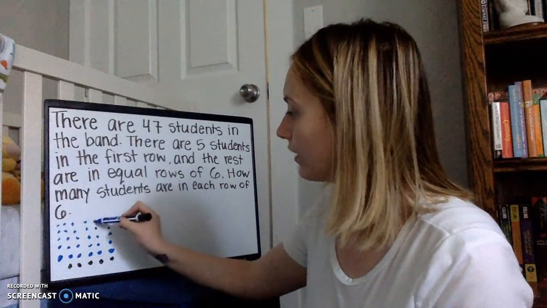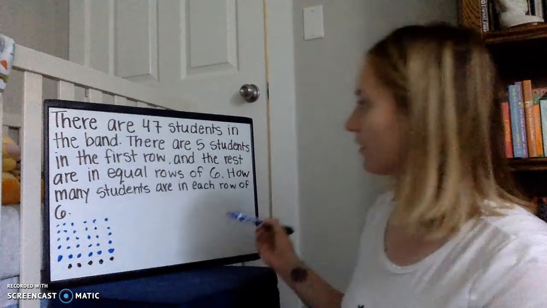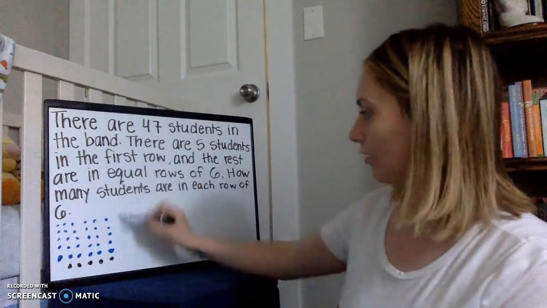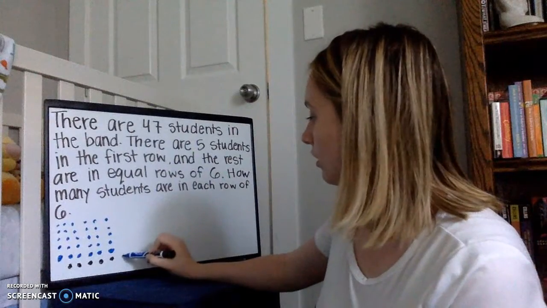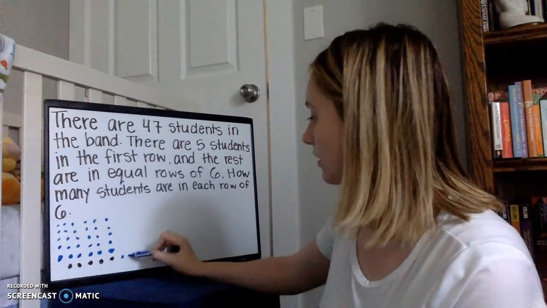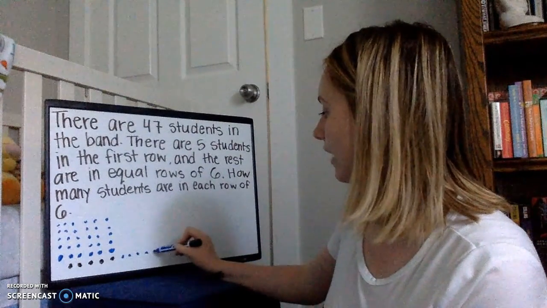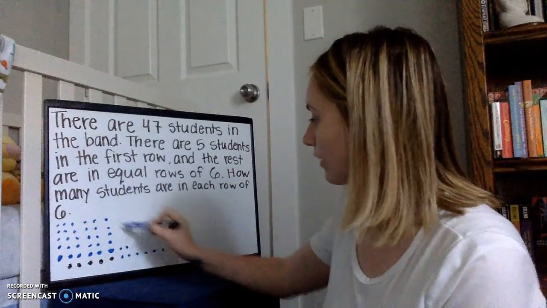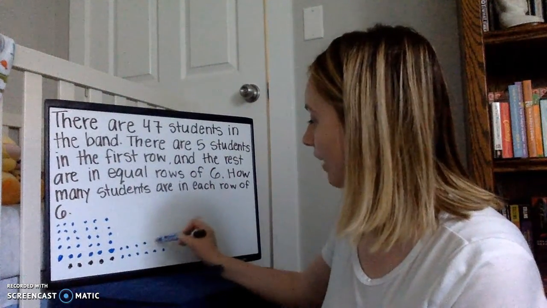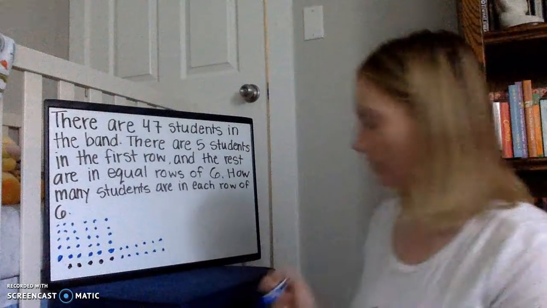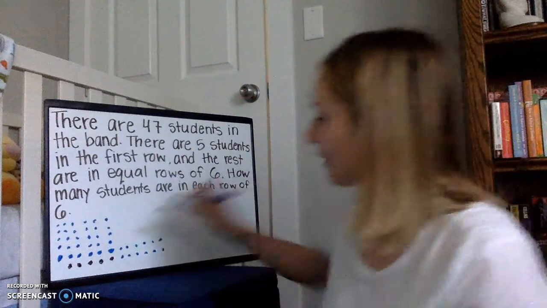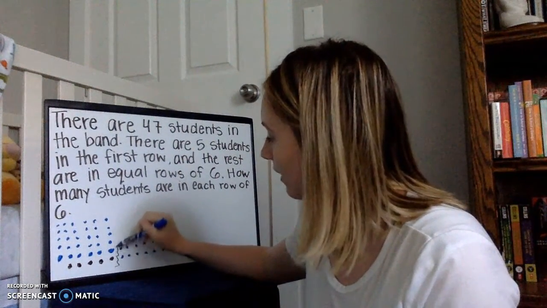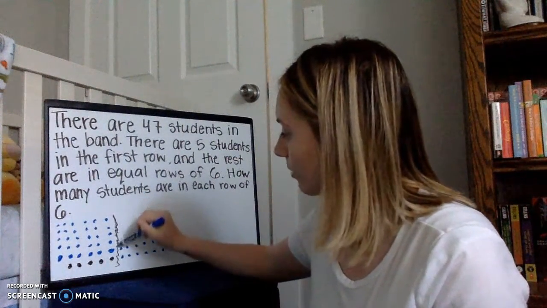32, 33, 34, 35. Okay, I'm going to make a row of 6 over here. 36, 37, 38, 39, 40, 41, 42, 43, 44, 45, 46, 47. Okay, I got to 47. I made all my rows. Right here is a barrier because those aren't part of the other rows.